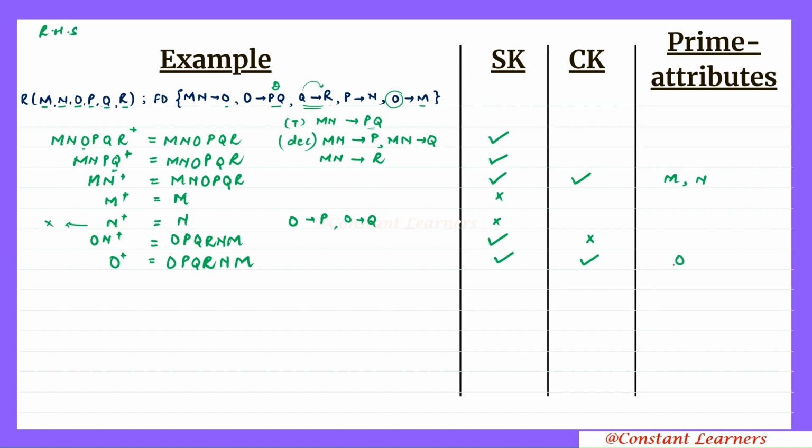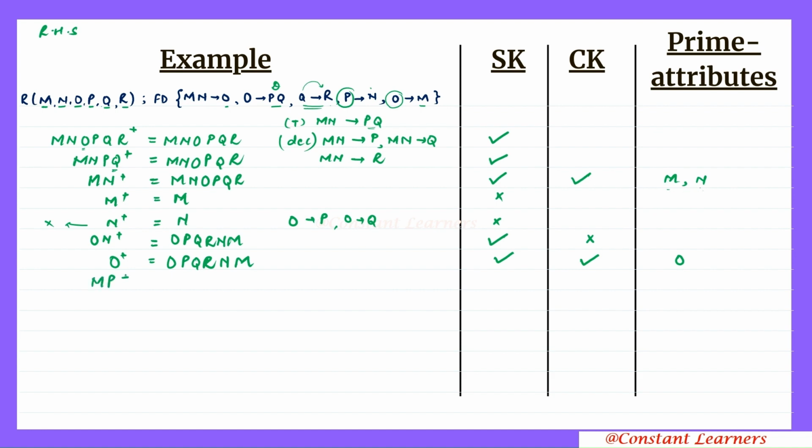So the prime attribute that we're getting here is O. Now O is determinable by MN, but MN is also a candidate key. Now we replaced M by O and we got this. Can we replace N by P? Because N is determinable by P. So let's replace N by P in this combination and check.